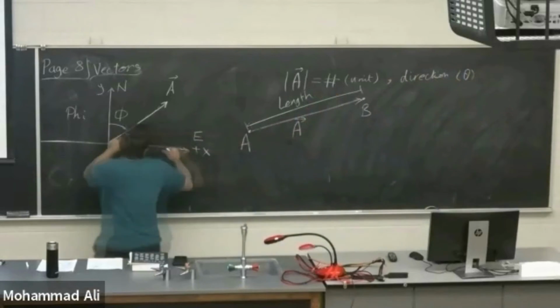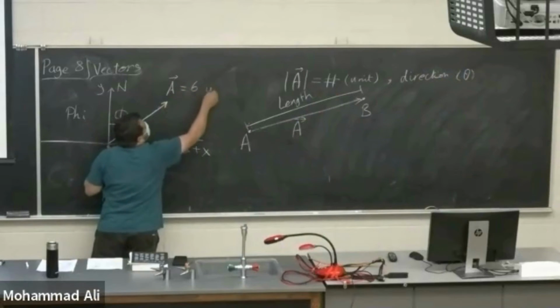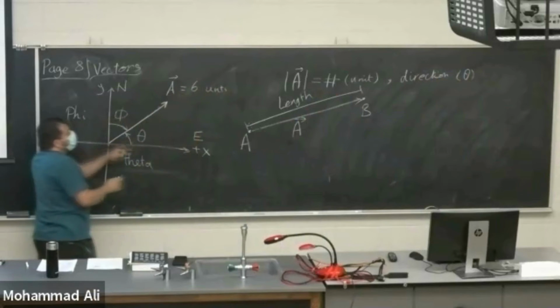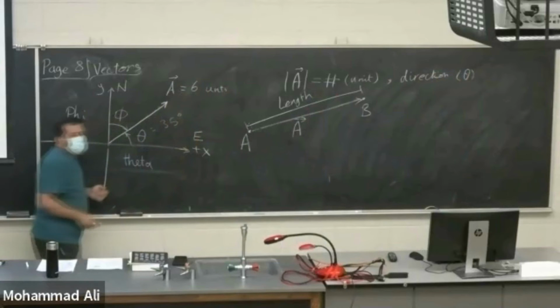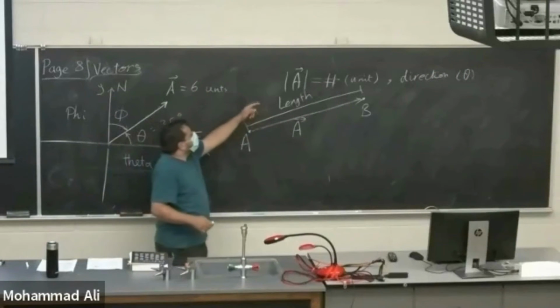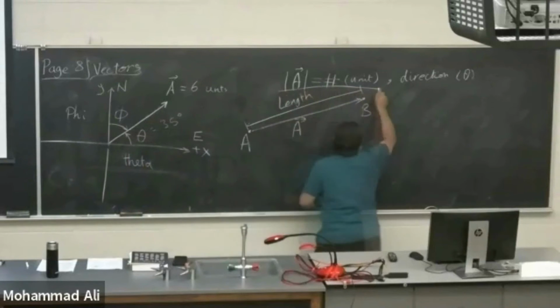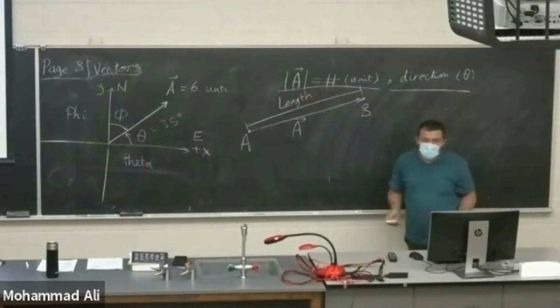If you told me that your vector is equal to 6 units in length, and theta is equal to, for example, 35 degrees, then I can go from point A to point B by your information, which is the length and the direction. There is another way.